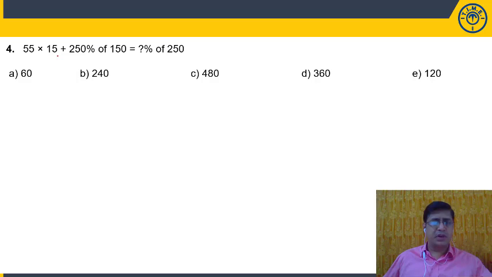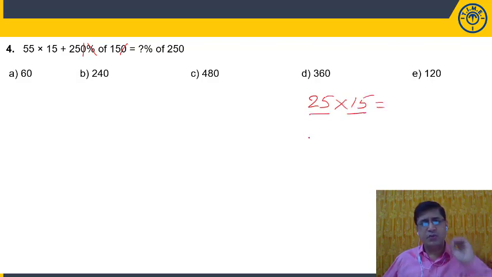55 into 15 plus 250% of 150 is equal to question mark percent of 250. Yes, my dear students, if you observe this carefully, percentage and zeros we can cancel directly. 25 into 15. Now 25 into 15 means these two numbers differ by 10 and the unit digit is 5. When the numbers end with 5 and the difference between the numbers is 10, then in the last two places we get 75 as a result.